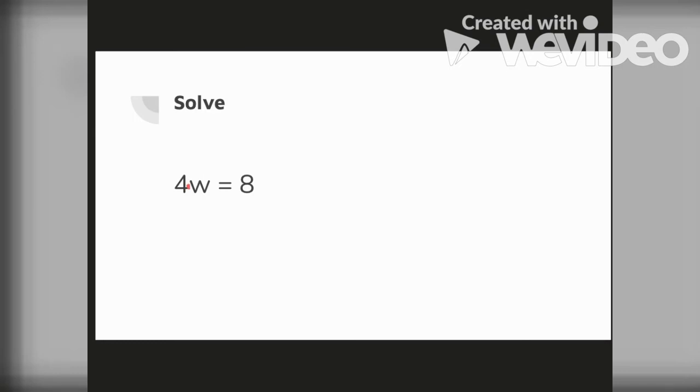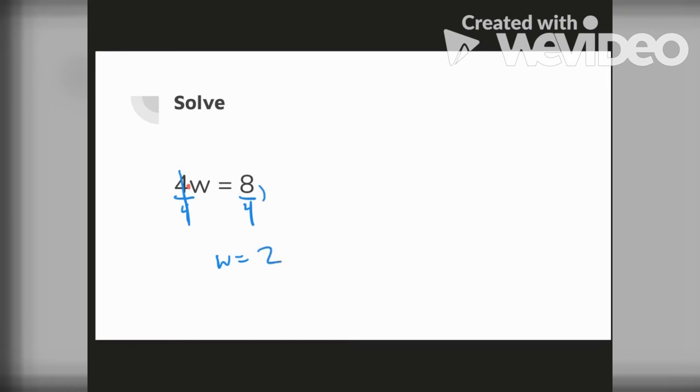So the inverse or opposite of multiplication is division. So we're going to divide by 4. What we do to one side, we do to the other. So our answer is W equals 8 divided by 4, which is 2.